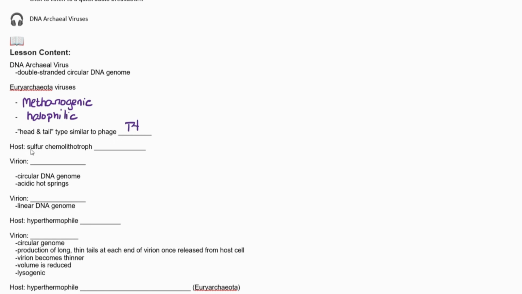Now we have host number 1, a sulfur chemolithotroph, Pseudophilobus. And the virion is SSV. It has a circular DNA genome and it is found in acidic hot springs. Another virion is SIFV, and it has a linear DNA genome.